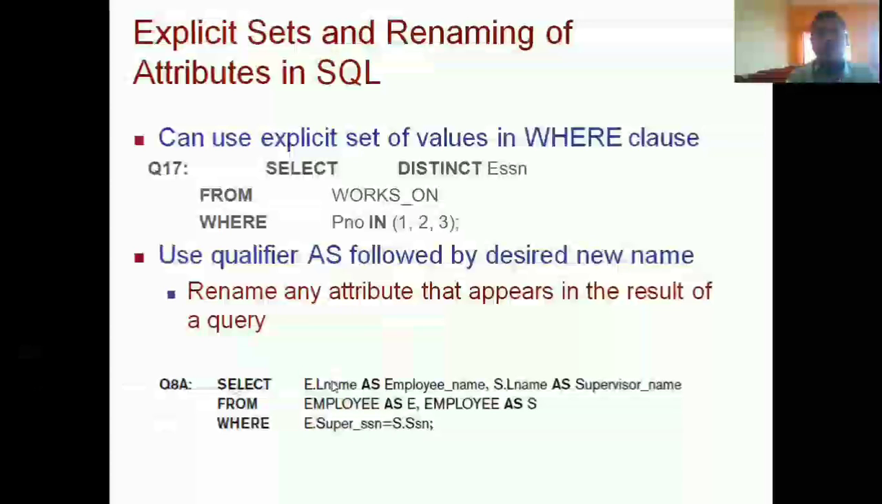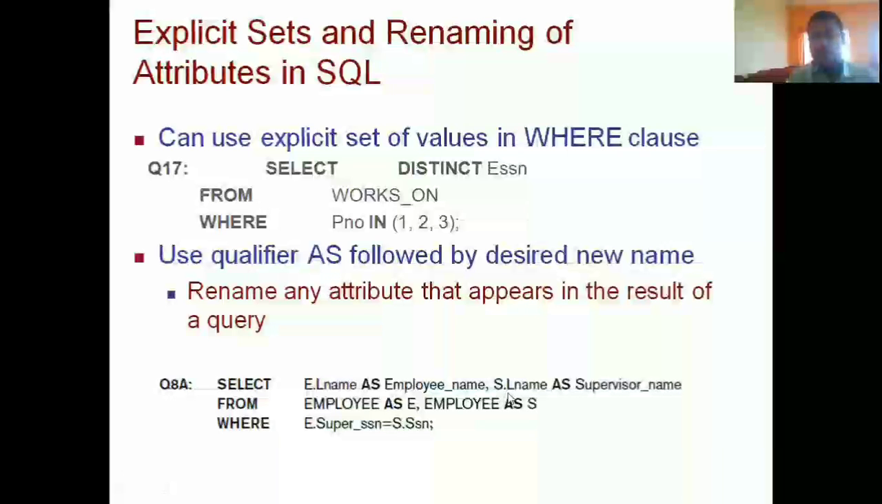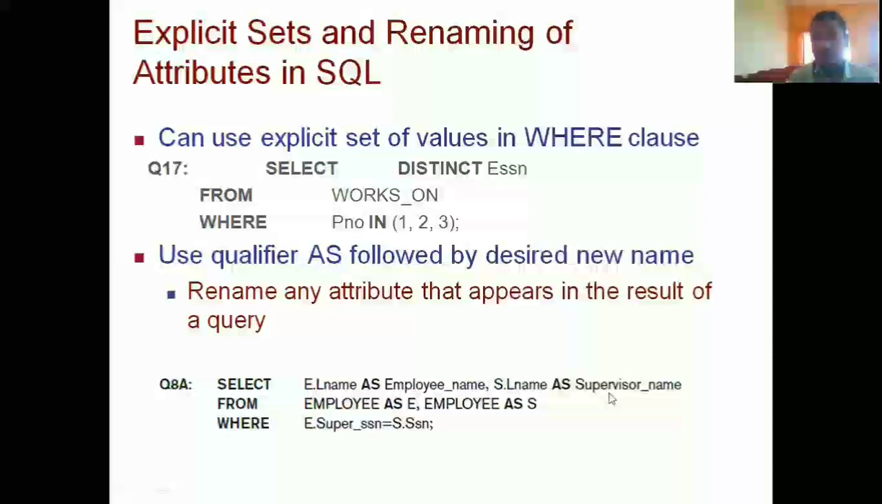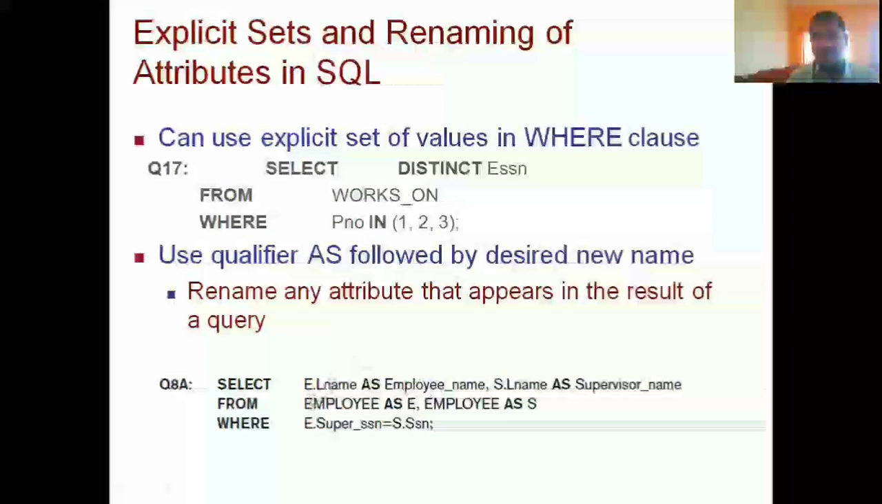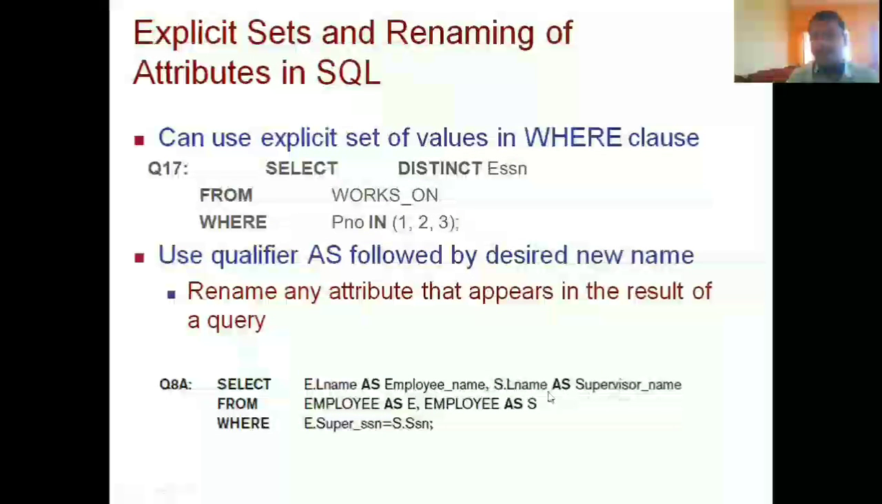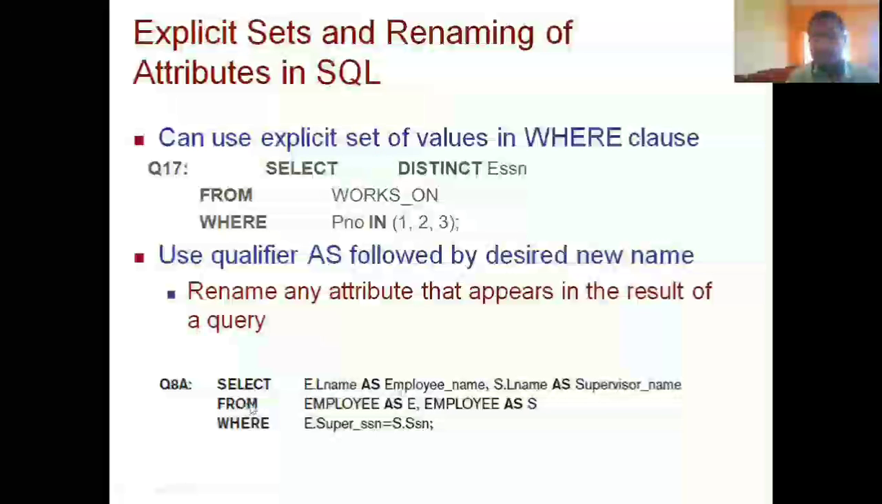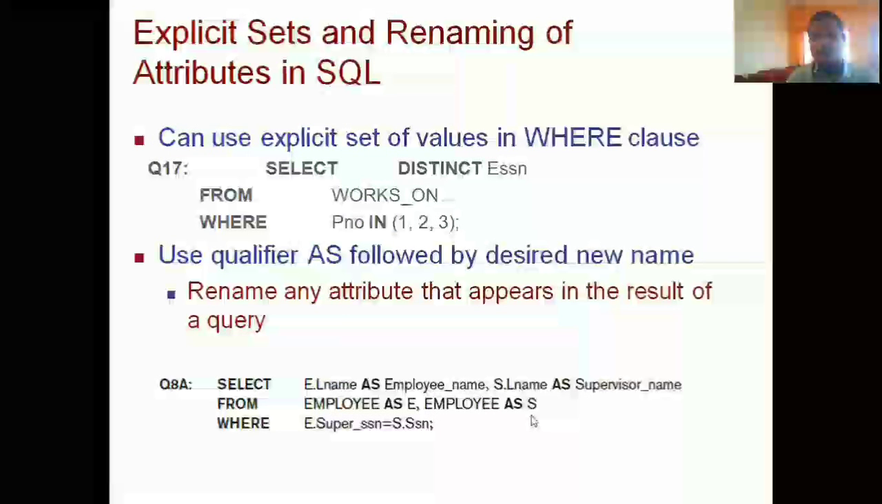So select employee last name as employee name, S.L name as supervisor name. It means we are changing the employee attribute names. E.L name is there, now it is employee name. S.L name as supervisor name. From which table? From employee as E, employee as S.